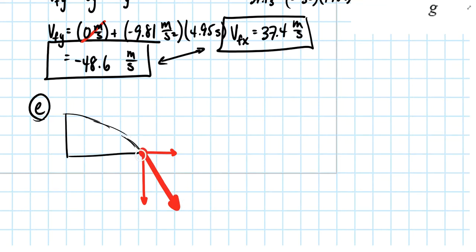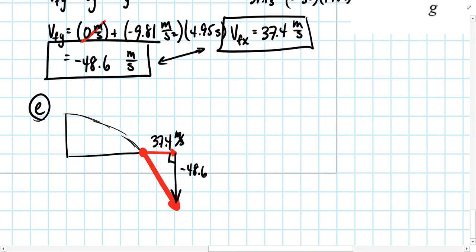The ball is moving in this diagonal direction. Let's figure out what it is based on our two components. Well, to do that, you may have guessed that a right triangle is necessary. So if I move this vertical component to the right side, we now have a right triangle whose side length here is 37.4 meters per second. And this one is negative 48.6 meters per second.